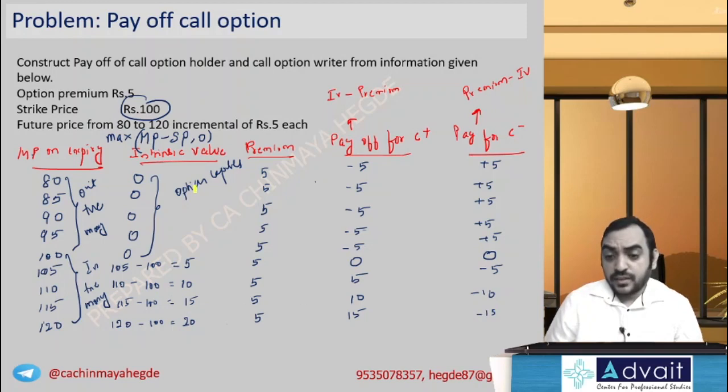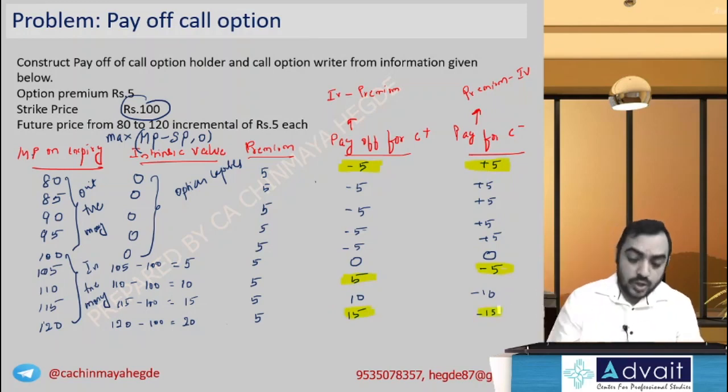And please observe here, whatever is the payoff for the holder, let's say minus 5, here it is plus 5. Exact opposites. Here it is minus 15, and here it is plus 15, and so on.